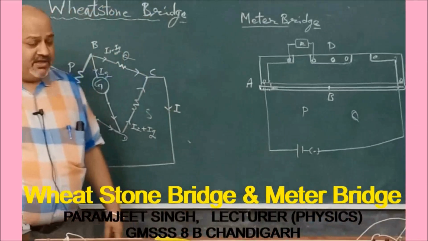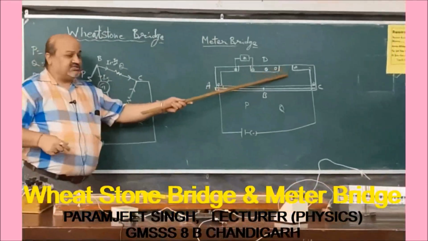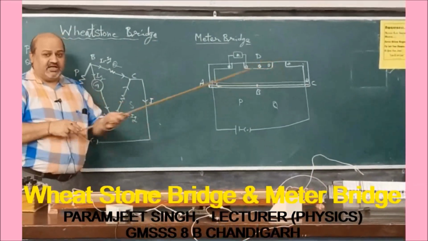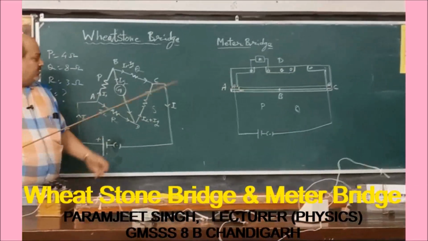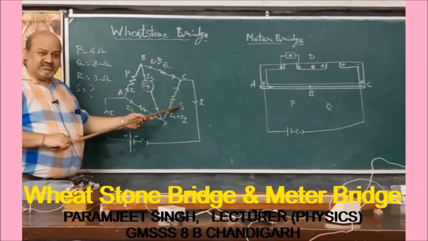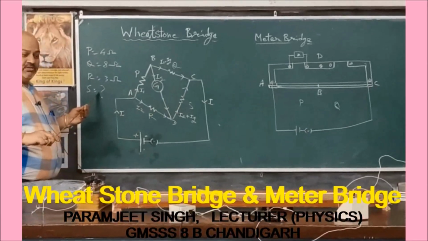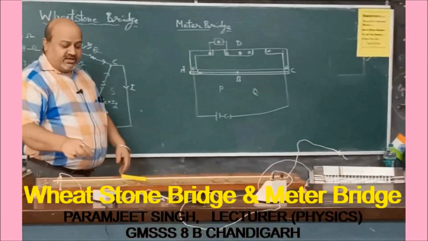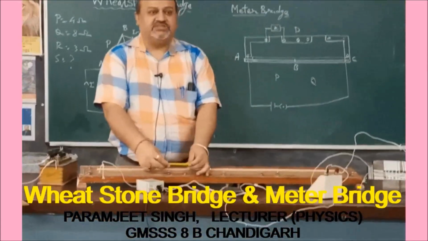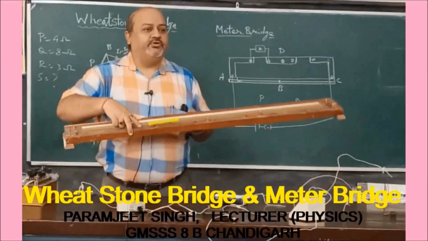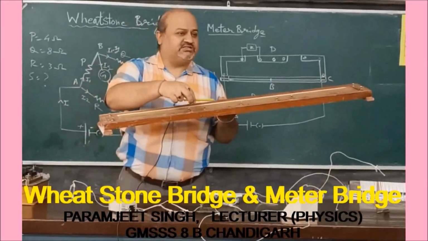Now can you tell me which resistance you will connect here in the other gap? Between C and D, S, which is unknown. So suppose you are given this wire, the resistance of the wire is unknown. So you have to connect the unknown resistance in the other gap.